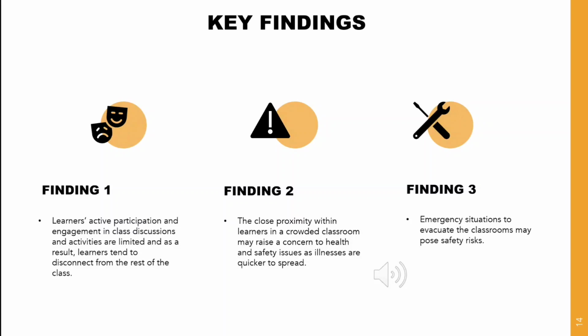Key findings. Finding number 1. Learners' active participation and engagement in class discussions and activities are limited as a result. Learners tend to feel disconnected from the rest of the class. Finding number 2. The close proximity between learners in a crowded classroom may raise concerns to health and safety as illnesses are quicker to spread. Finding number 3. Emergency situations to evacuate the classroom may pose a safety risk.